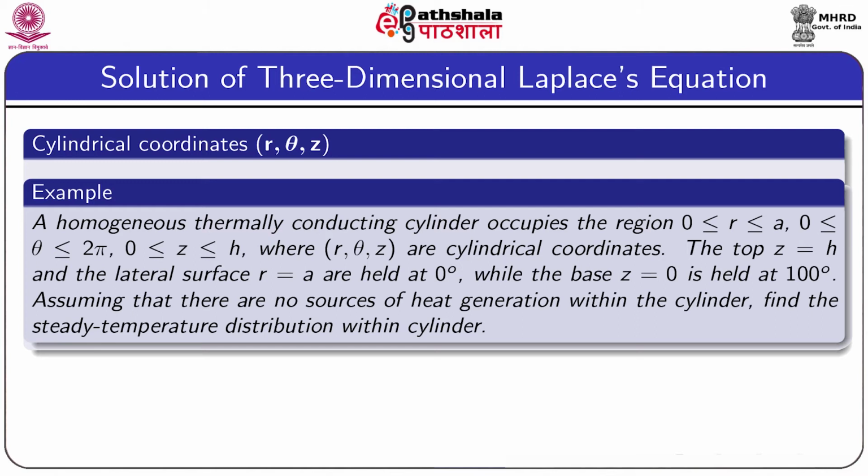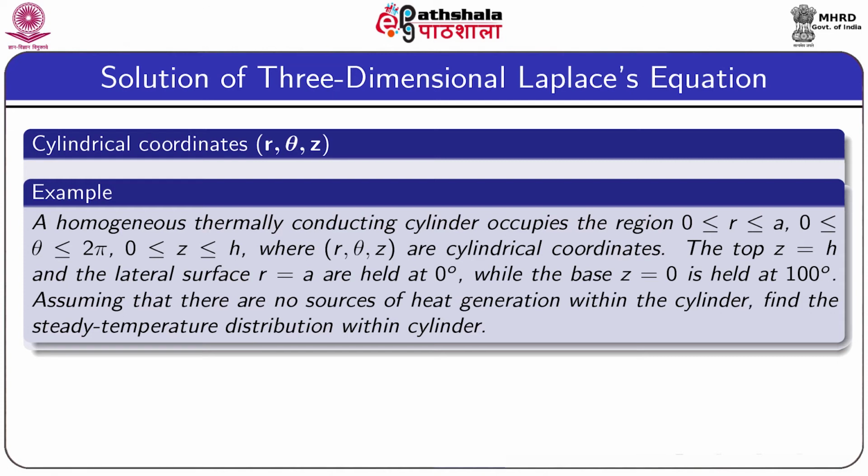And the boundary conditions are like this: the top plane z = h and the lateral surface r = a are held at temperature 0, while the base z = 0 is held at 100° temperature. We also assume in this problem that there is no source of heat generation within the cylinder. So, we have to find the steady temperature distribution within the cylinder.